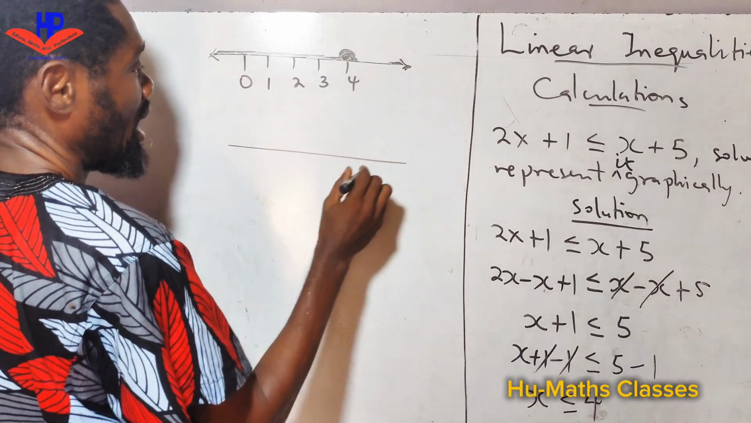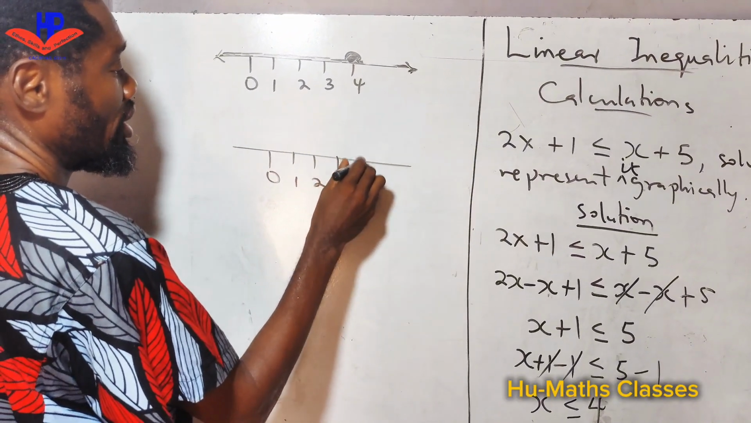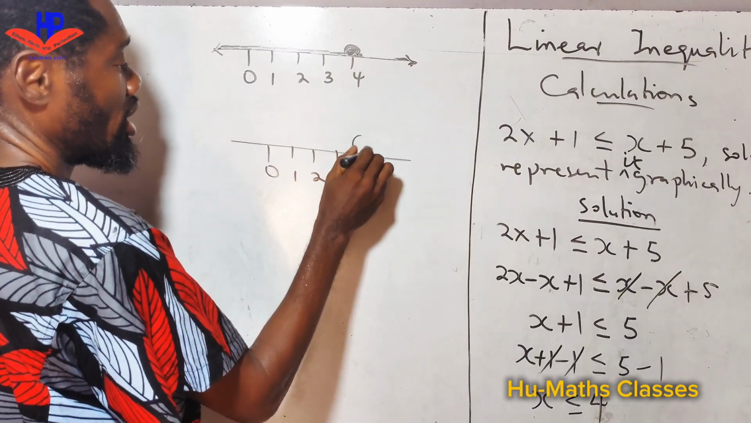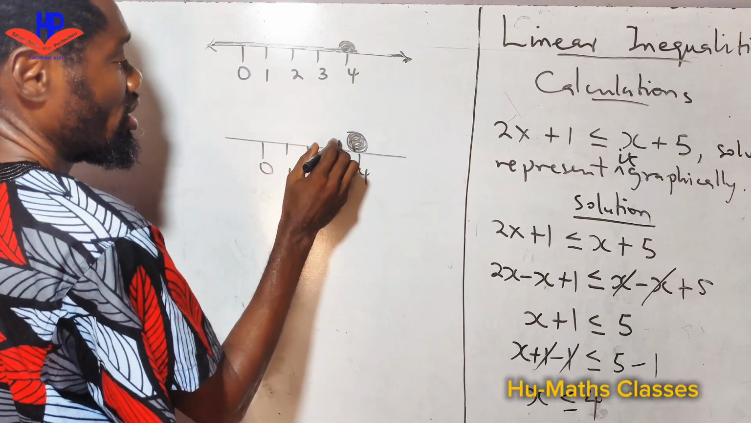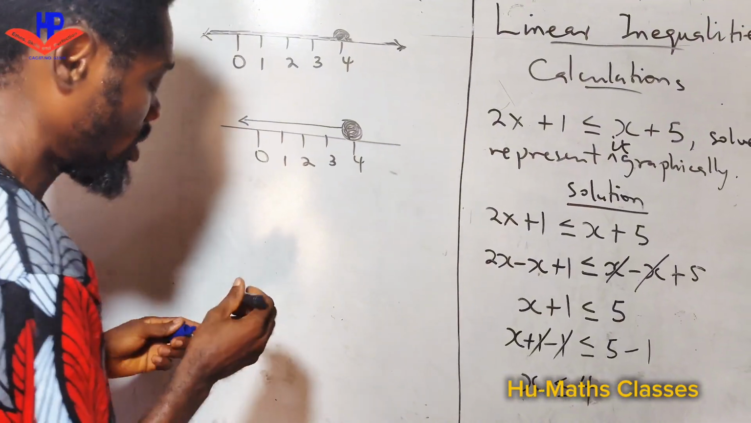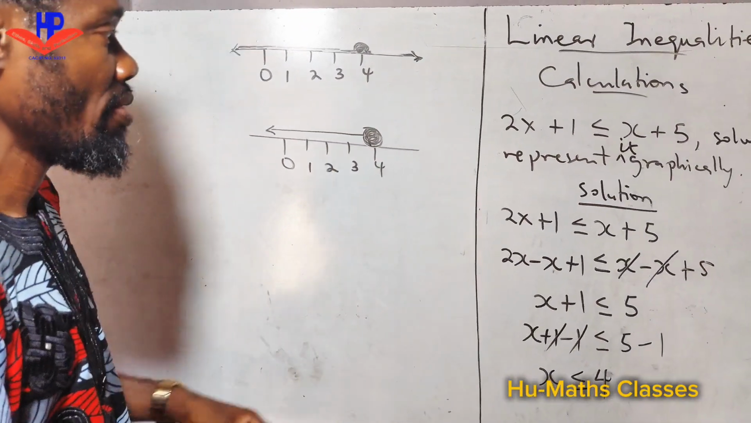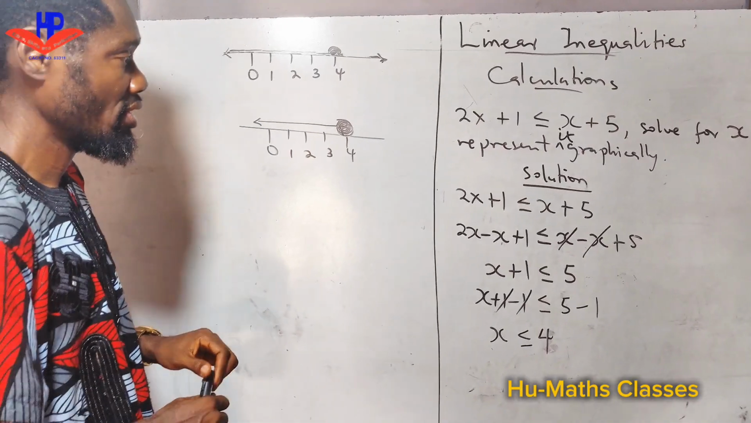Or you draw a line, put your 0, 1, 2, 3, and 4. Put your circle on the 4. Shade it because it is inclusive. Then just put your arrow on it that shows the backward direction. So this is how you present this particular linear inequality graphically.